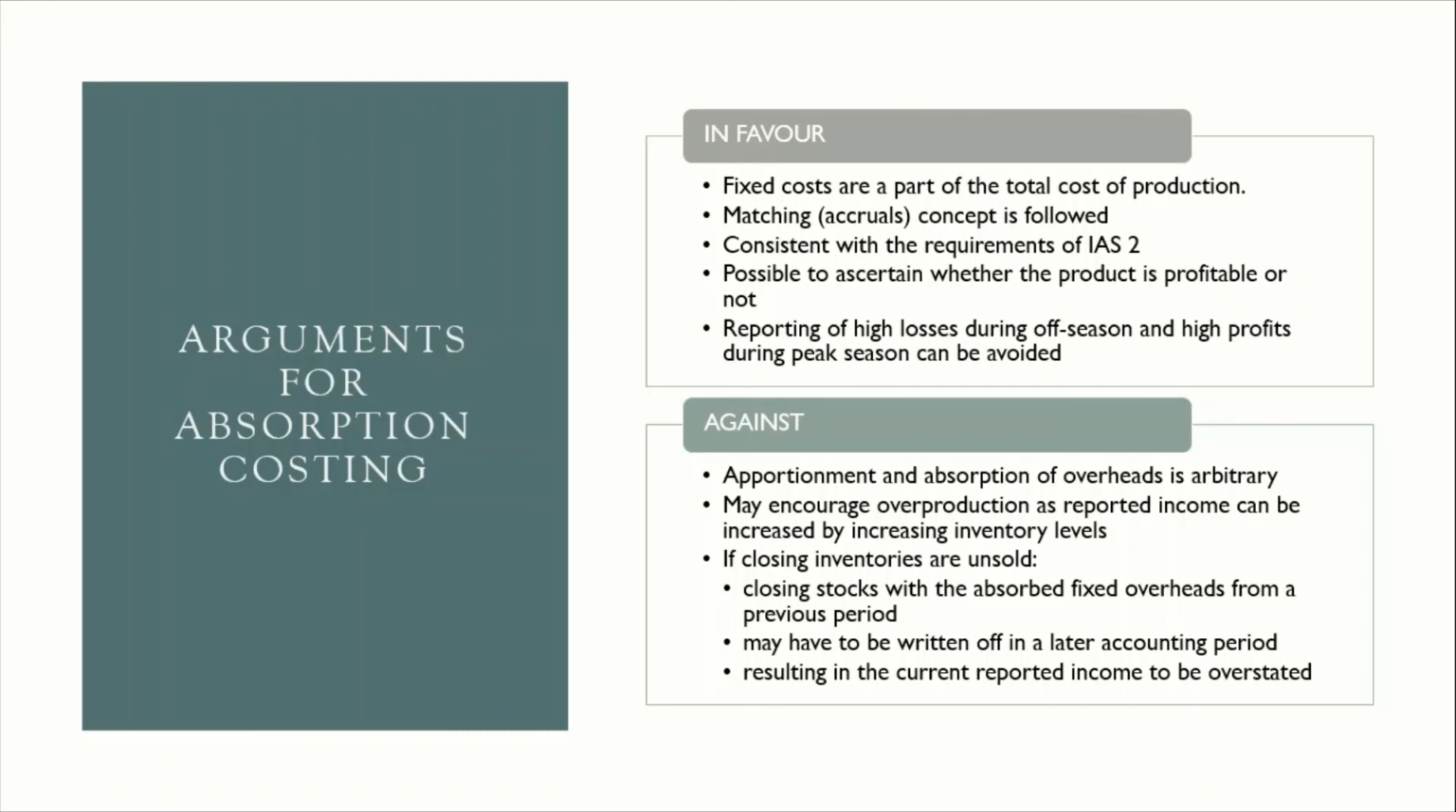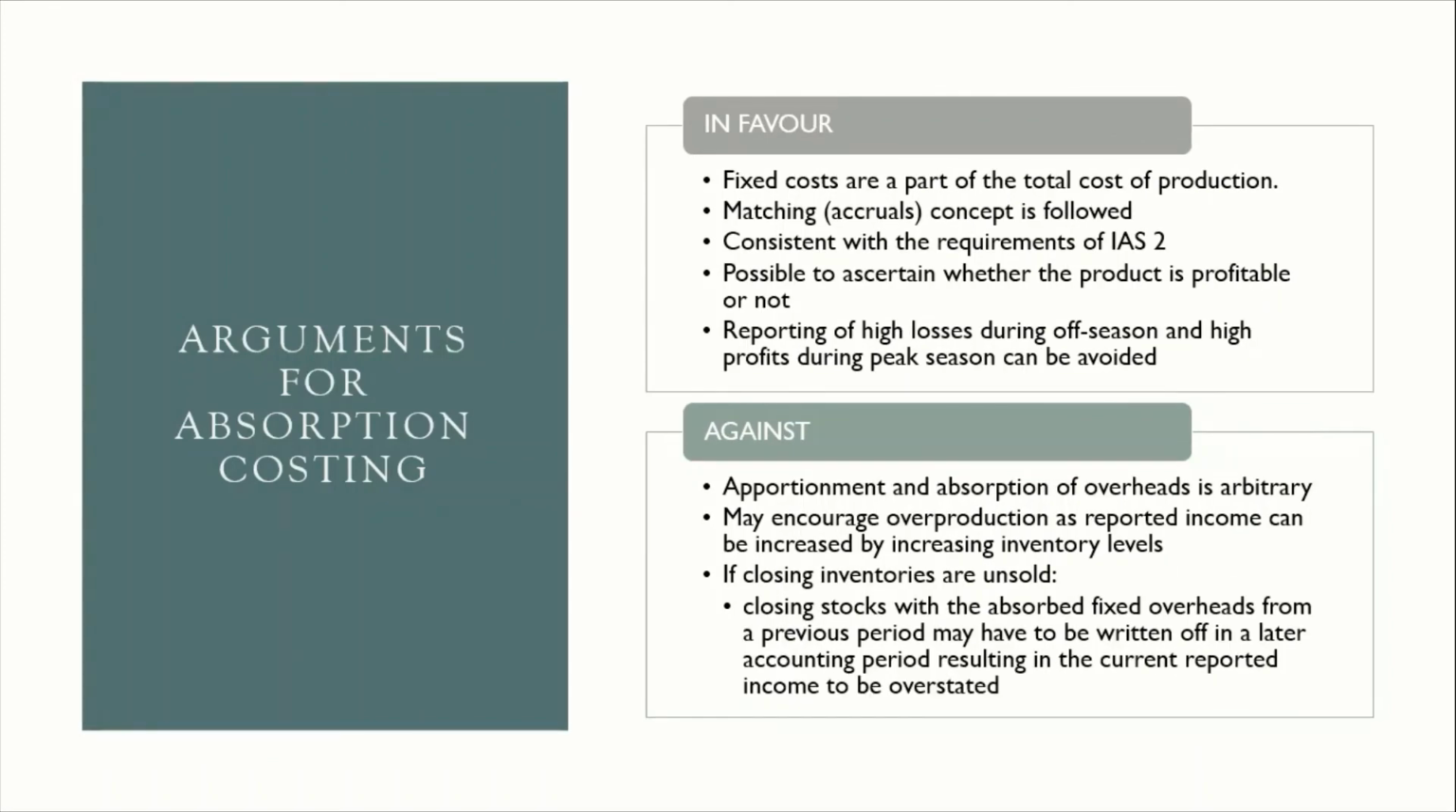Okay, so for the argument against the absorption method, from people that are against using this method, is that apportionment and absorption of overhead is arbitrary. Okay, so what does it mean by the statement? We know that in absorption costing, we use OAR, which is a predetermined rate for overhead. Because of the predetermined overhead, we use a self-determined basis. So because of that, it might be subjective and may not be appropriate.